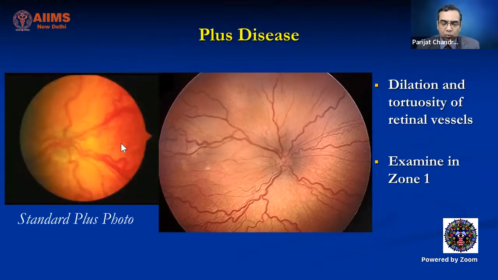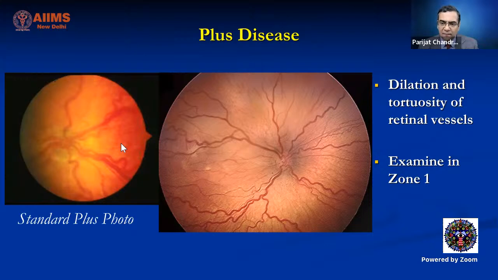The third important component of classification of ROP is plus disease. On the left side, the first classification divides this as the standard plus photograph. Basically what it meant was the dilation and tortuosity of vessels which you want to see. Now this is the plus photo in the latest classification, the standard reference photo. What you are observing is that the retinal vessels at the posterior pole are dilated and tortuous.